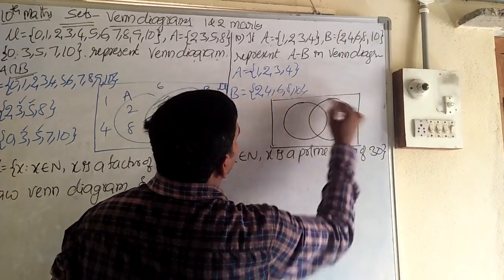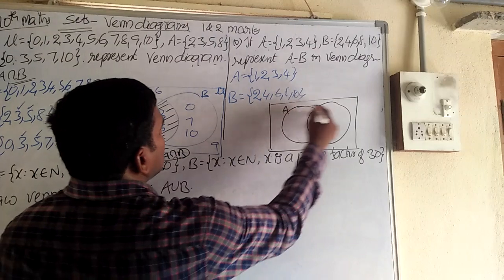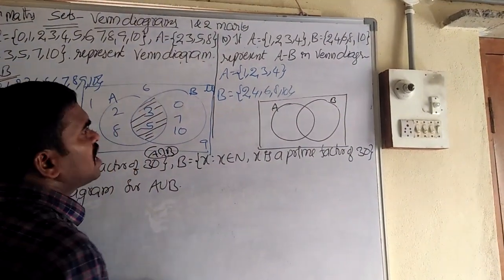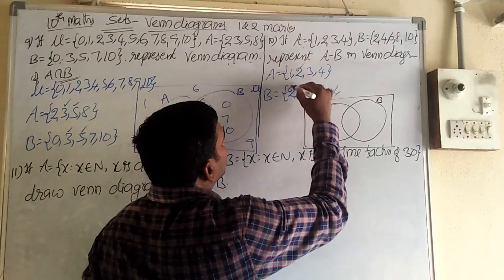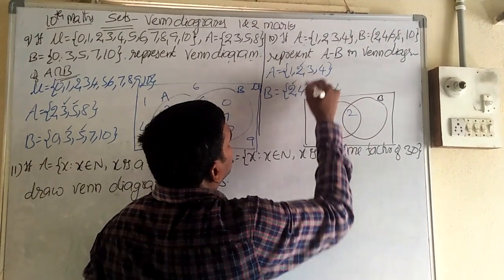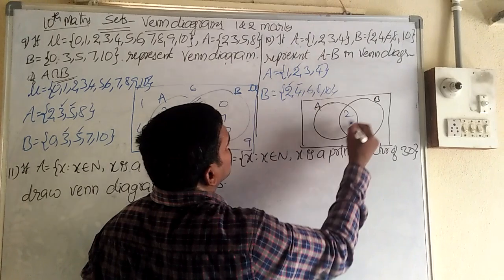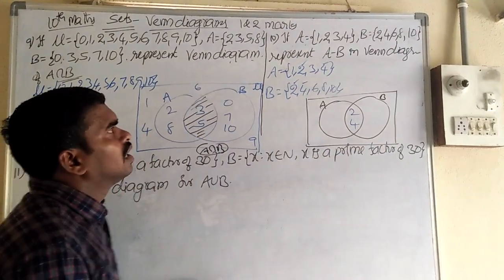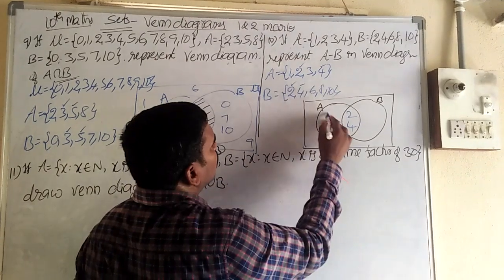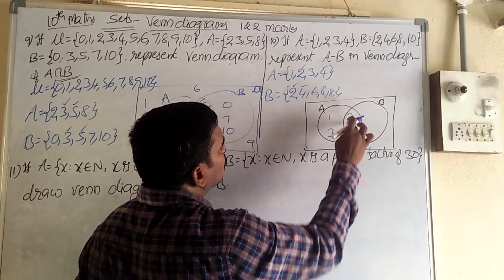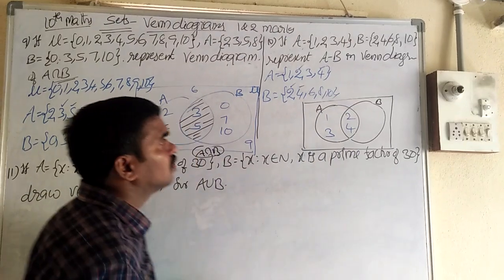A, B. A, B. So, same. First write the common elements in the middle. 2 is common and 4 is common. 2, 4 come in the middle. Other than 2 and 4, what are the remaining? 1 and 3. If you observe, A means 1, 2, 3, 4. Okay.